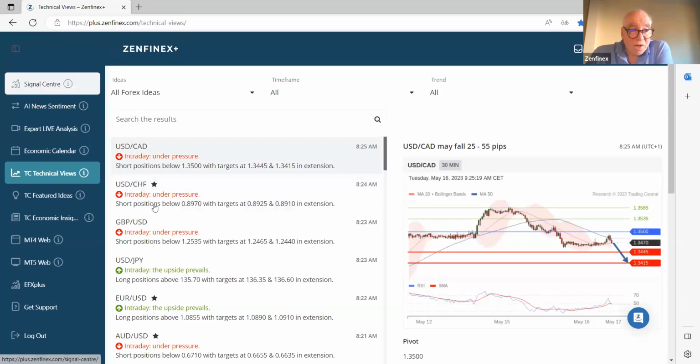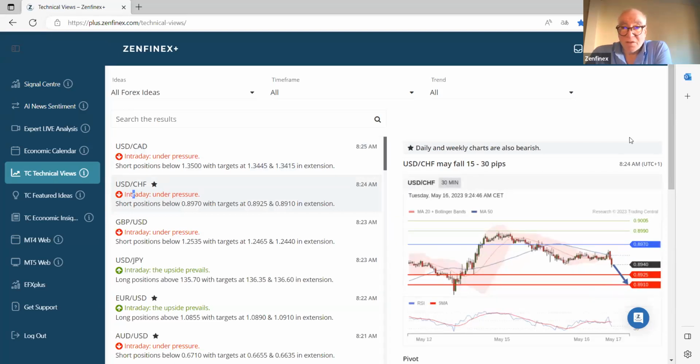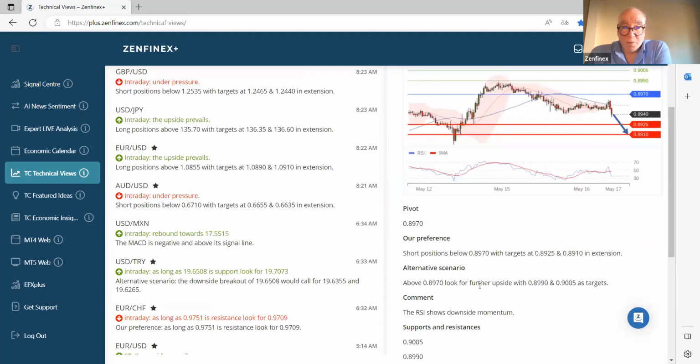Right, so the gentleman was looking at the USD Swiss franc. And in fact, I think they've got similar levels of support. It's under some moving averages, so they're saying it may fall between 15 to 30 pips, daily and weekly charts are also bearish. So these tools are confirming what we've just gone through ourselves, but we've gone through them from a top-down approach. But you do have this tool to help you as well.